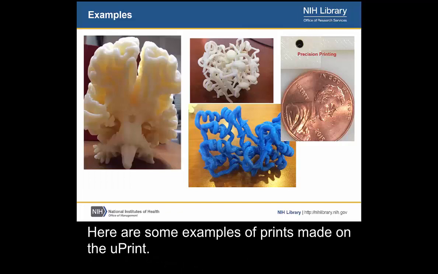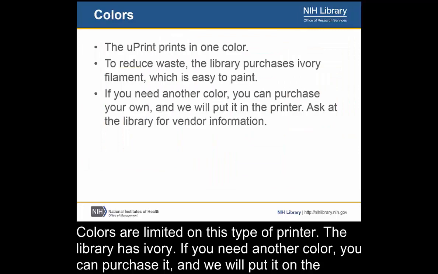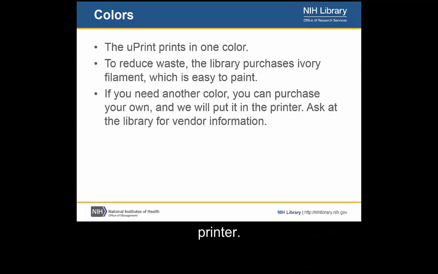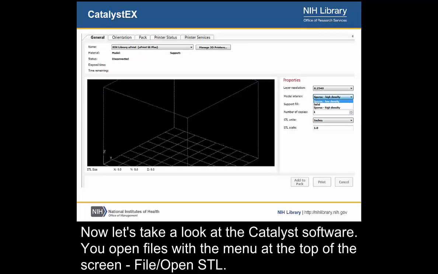Here are some examples of prints made on the uPrint. Colors are limited on this type of printer. The library has ivory. If you need another color, you can purchase it and we will put it on the printer. Now let's take a look at the Catalyst software.